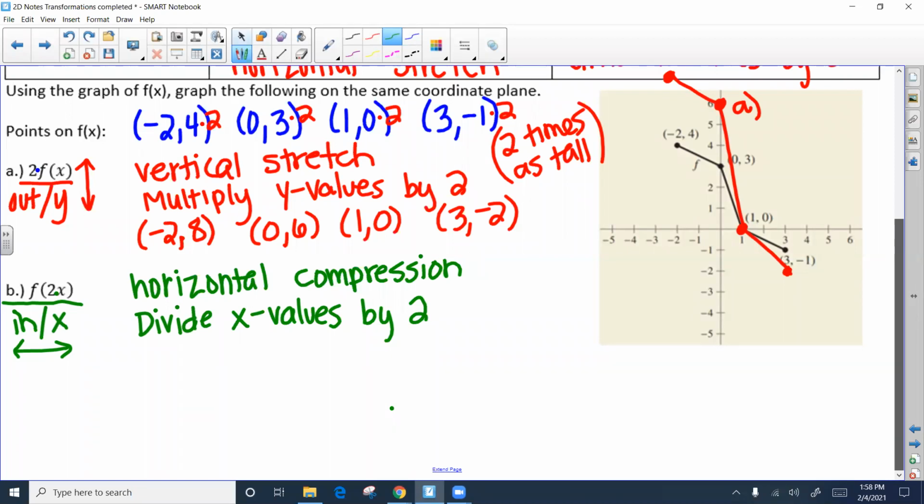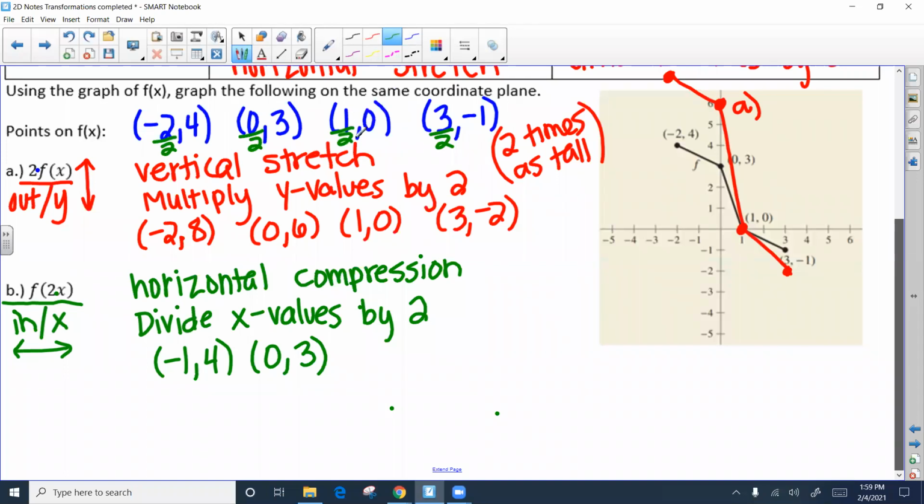All right, so let's, of course, actually find our points. Let me get rid of my multiplication from earlier. This time we are dividing the x values by 2. So I'm dividing all the x values by 2. My first point, the original was -2, 4. If I divide the x value by 2, -2 divided by 2 would give us -1, 4. The second point, 0 divided by 2 is still 0. 0 divided by anything is still 0. So that point stays 0, 3.